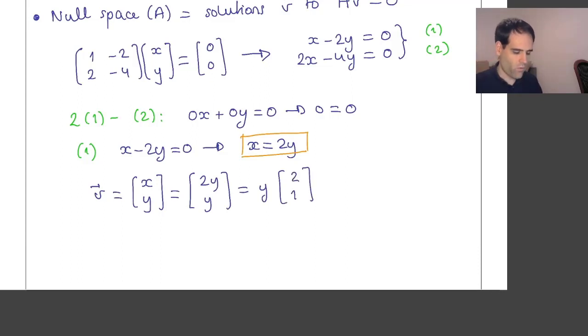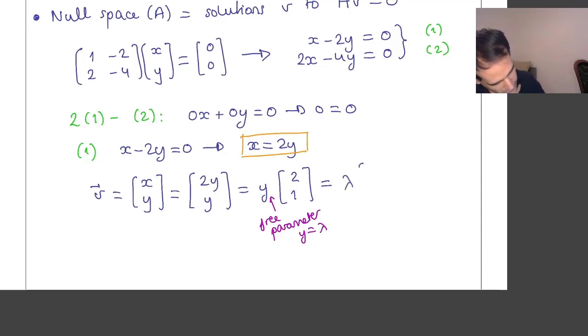And what is y? y can be anything. Any value of y would give us a solution to this system. So actually we could say that y is a free parameter, and we could call it lambda, as we usually do with parameters. So this is equal to lambda times vector (2, 1), and this is the parametric equation of a line.